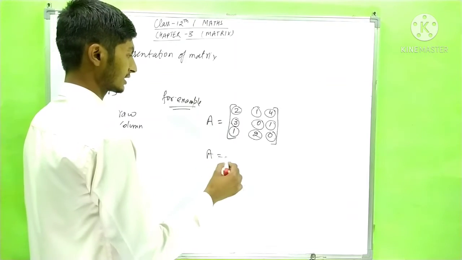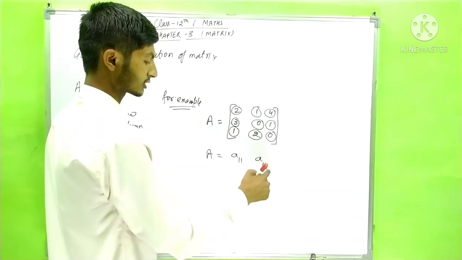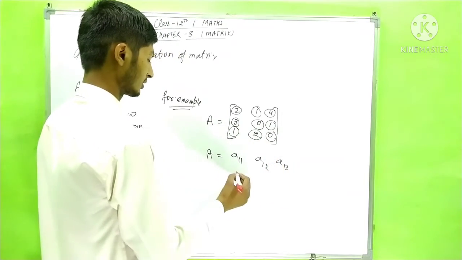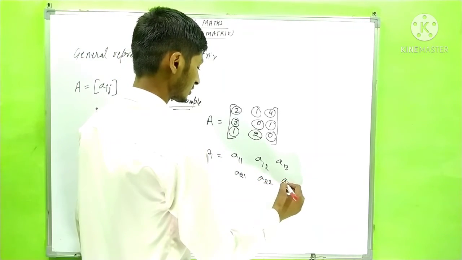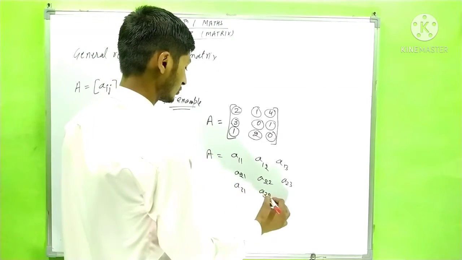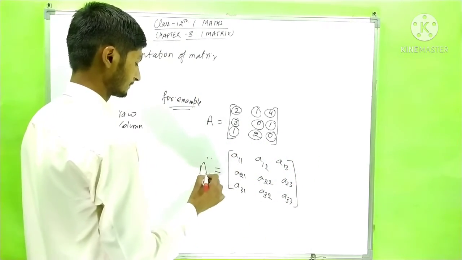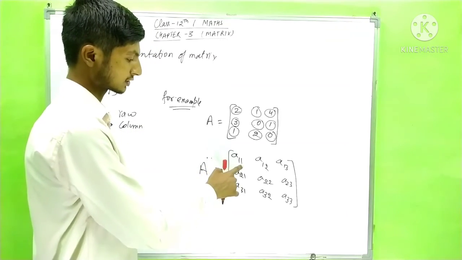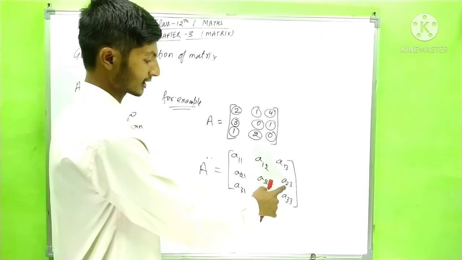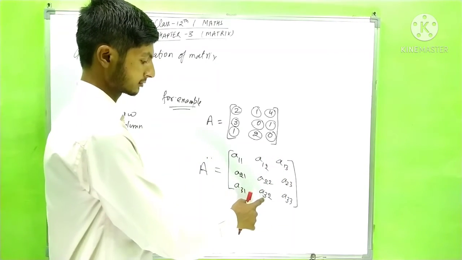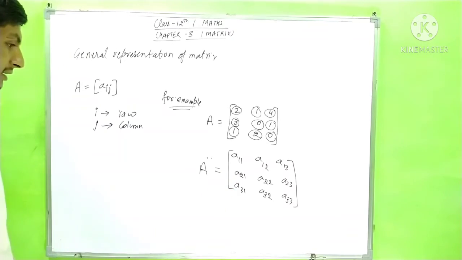In general, we can represent it: a11, first row, first column, a12, first row, second column, a13, first row, third column, a21, second row, first column, a22, similarly a23, a31, a32, a33, and we put it into a bracket. This is the representation of matrix.